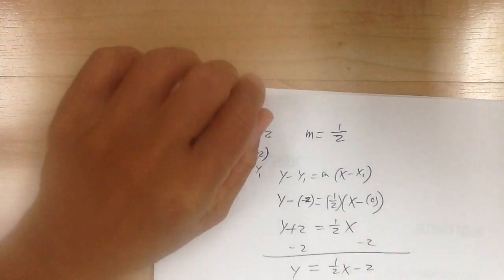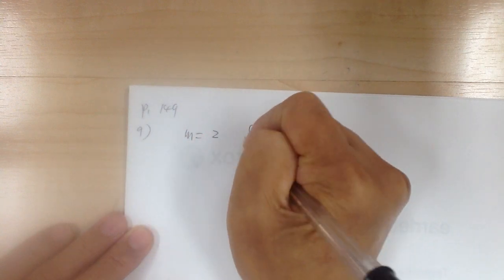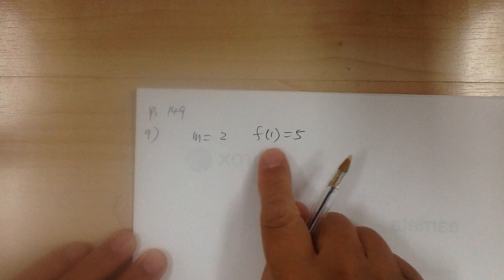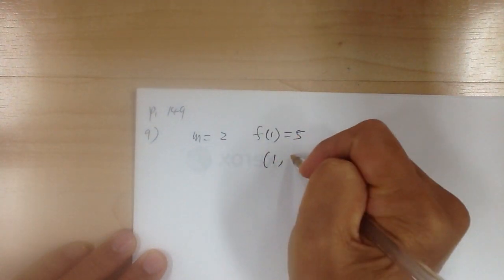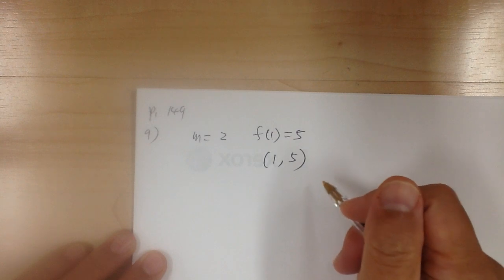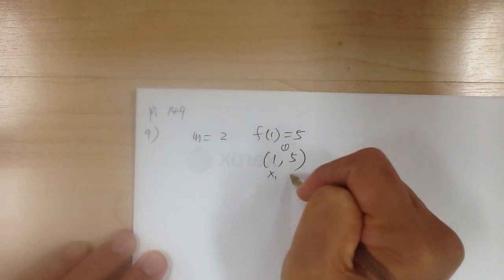Let's go to number 9. You have m equal to 2, f of 1 equal to 5. This means this is the point (1, 5). That's your x, that's your y. So you have a point and slope. That's your first point, your x1, y1.